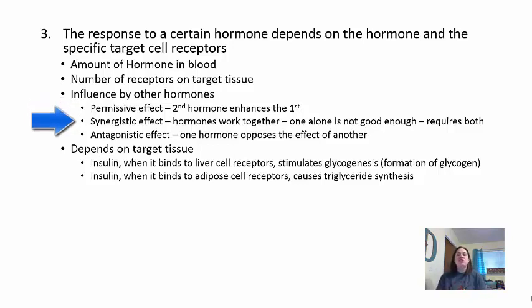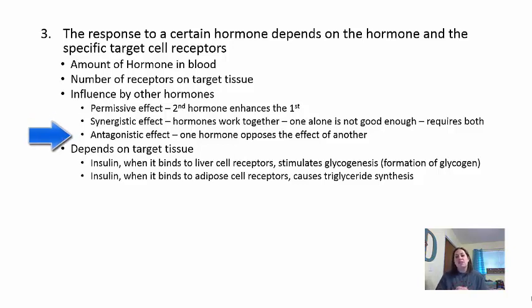We then see a synergistic effect. This synergistic effect is where hormones work together. One alone is not good enough to do the job. It does require both. So we can't just have one hormone and expect it to be done. You have to have both hormones. Okay, and so we're going to see when we go through here that sometimes there's going to be two hormones that kind of have the same role, but they both have to be present in order for that successful change to be made. The last is the antagonistic effect.